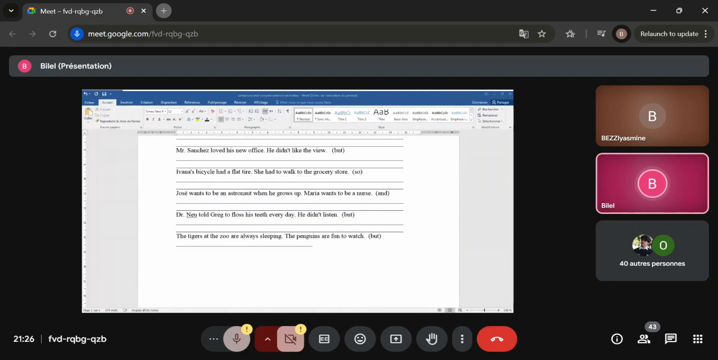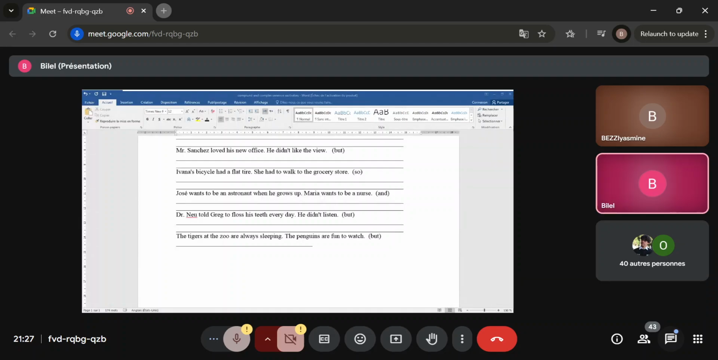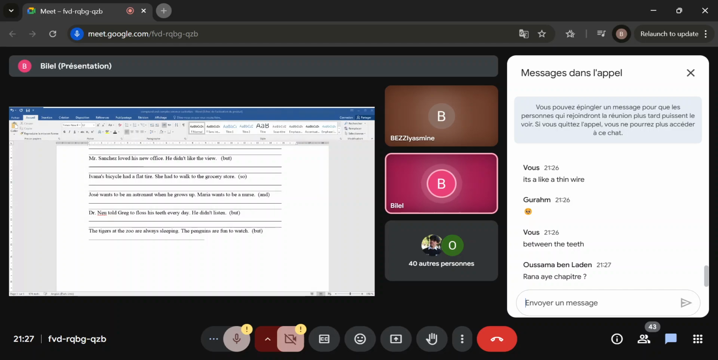Yes, I know, but you need to tell me about the structure of the sentence. You mean where to put the comma? Yes, where we put the coordinating conjunction and what you put before it. Before using but, after the word day, we have to put a comma and then, but he didn't listen. Yes, correct. We call it a compound sentence.